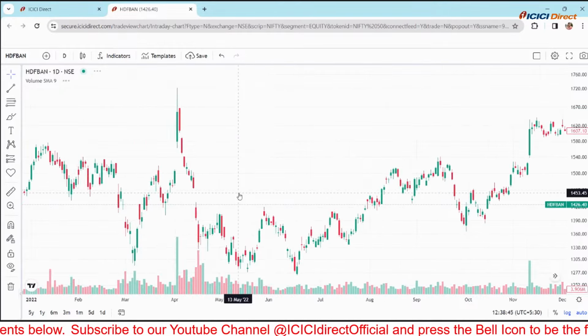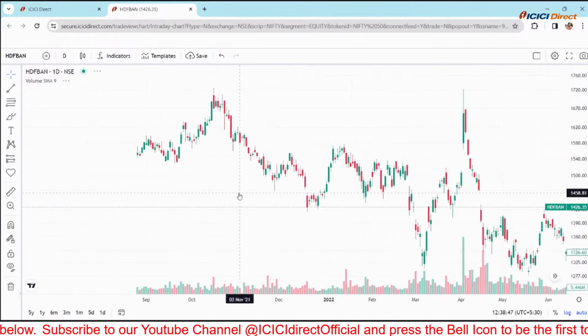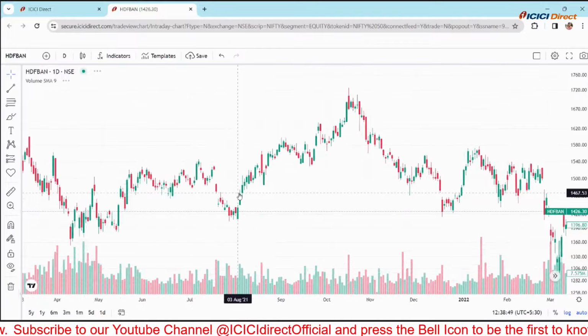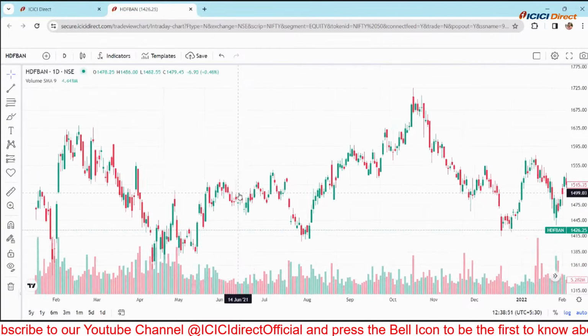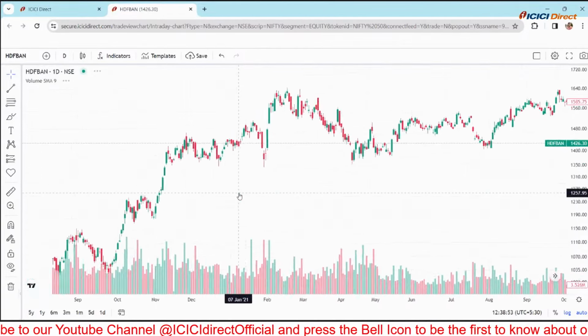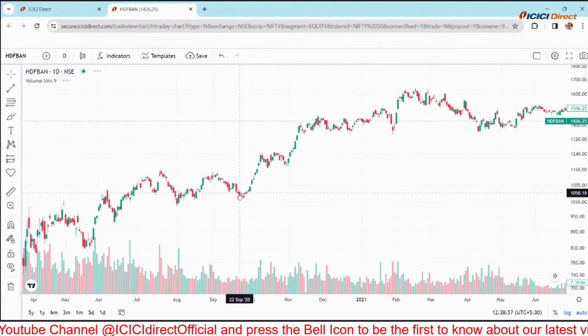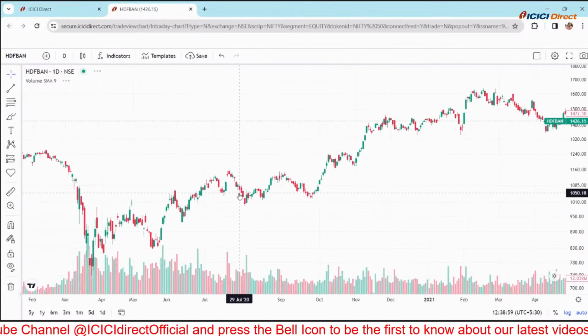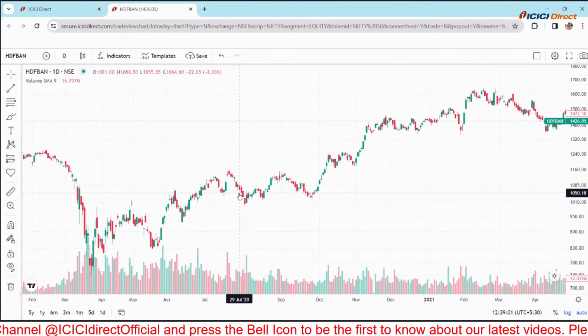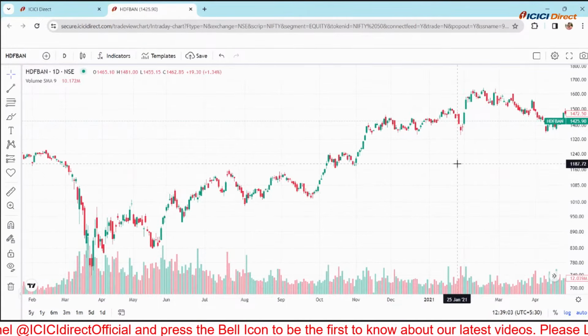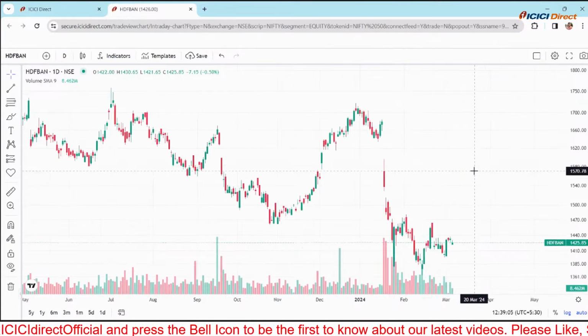Not yet. Not yet. No, I'm not able to find a piercing pattern in HDFC. So we'll have to see, what about 13th Feb? Recently, 13th Feb.